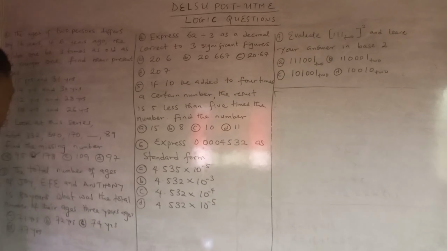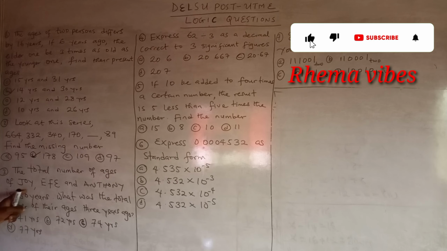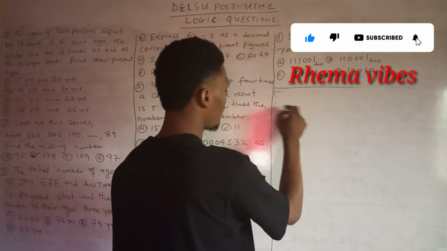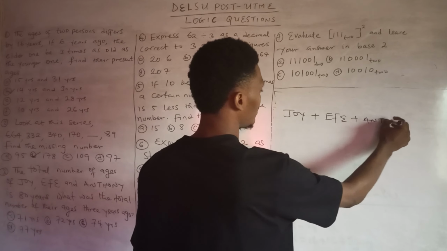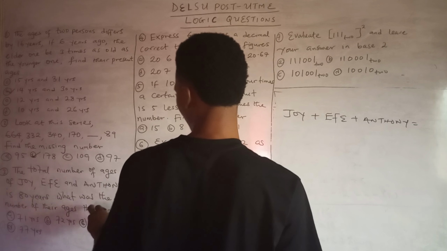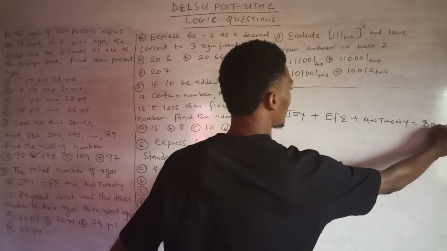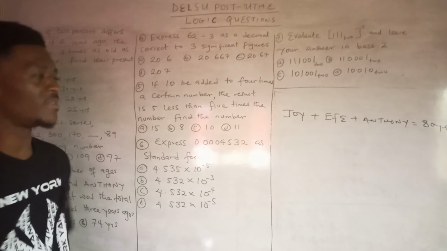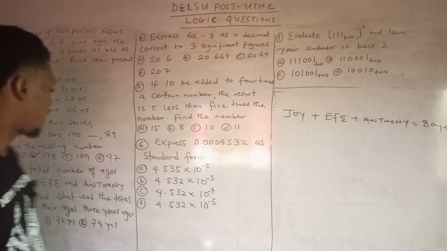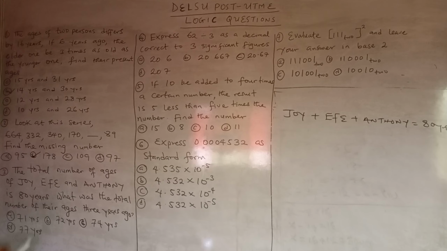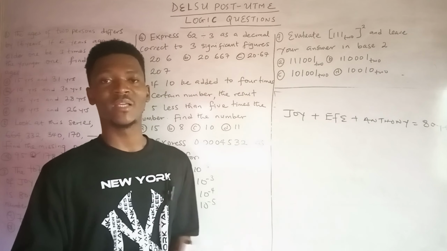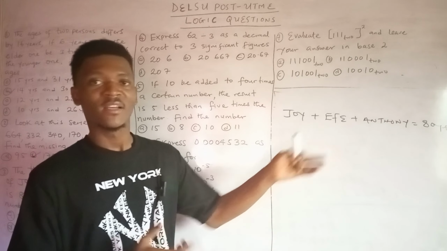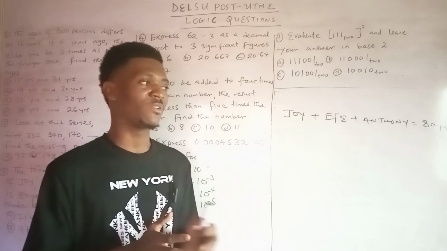Then question 3. The total number of ages of Joy, Effie, and Anthony. So Joy plus Effie plus Anthony, in terms of their ages, is 80 years. So the total number of ages of these three persons, Joy, Effie, and Anthony, happens to be 80 years. All right, so we've represented that. Then the question, what was the total number of their ages 3 years ago? So this thing is still logical reasoning. You're having three persons, and when you sum up their total number of ages, you arrive at 80. And then they're asking you 3 years ago, what will be the total number of ages of these three persons?